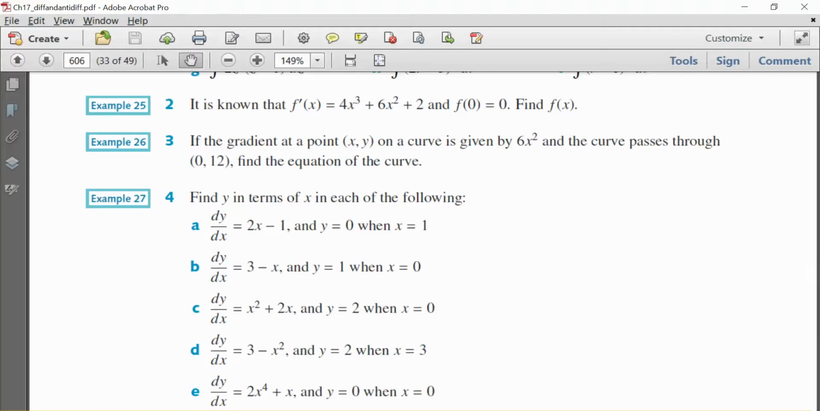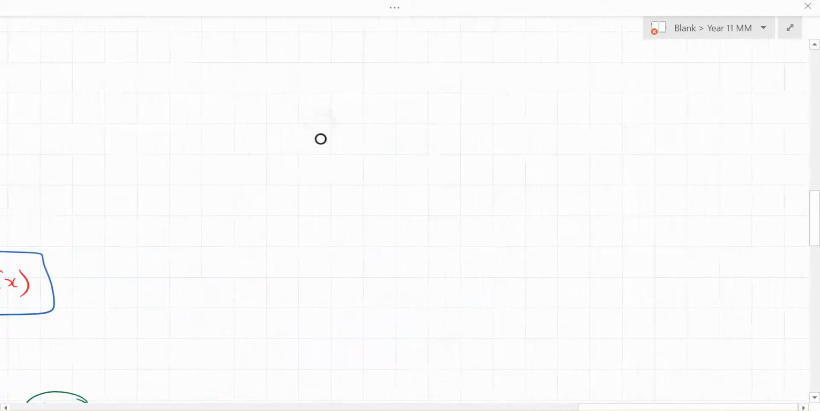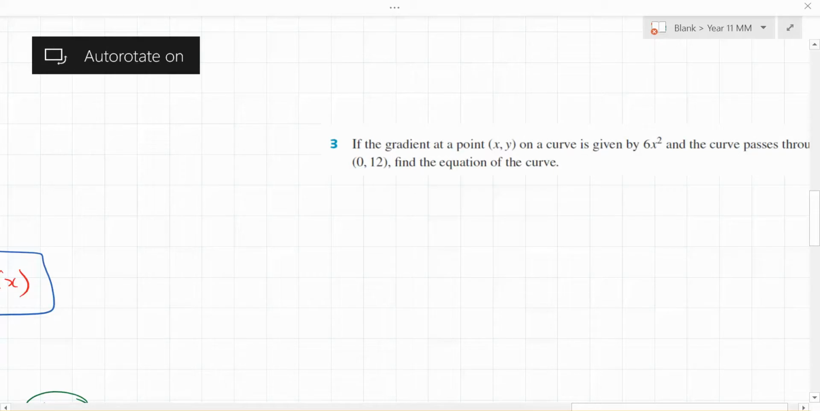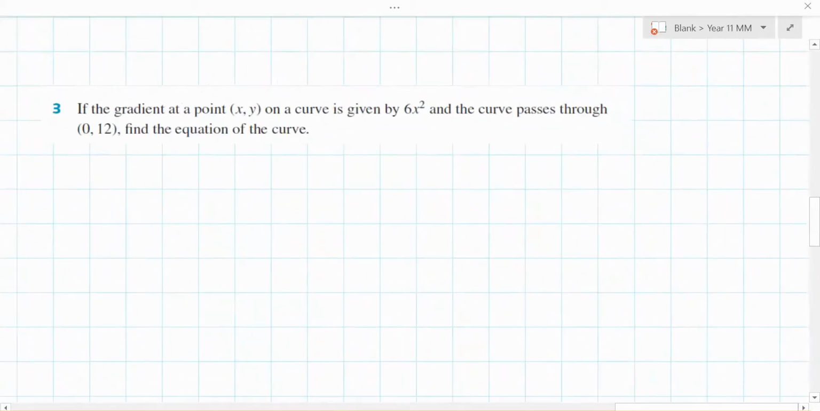Let's do question 3. I know it looks tedious or at least weird, but trust me, it's the same drill as question 2. Here we go. It says if the gradient, which is the keyword, at a point, so it's at x, which we don't know the coordinate of, on a curve is given by this. Essentially they just said that the gradient equals 6x squared. But remember, this is the gradient function. Another way of writing gradient is derivative.